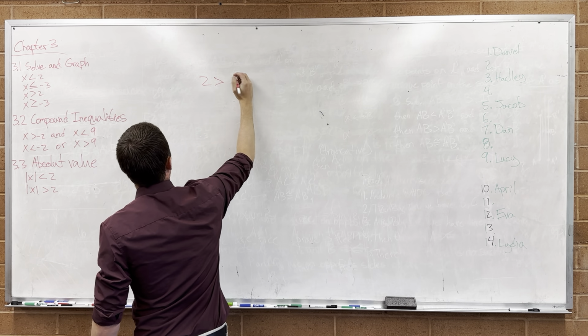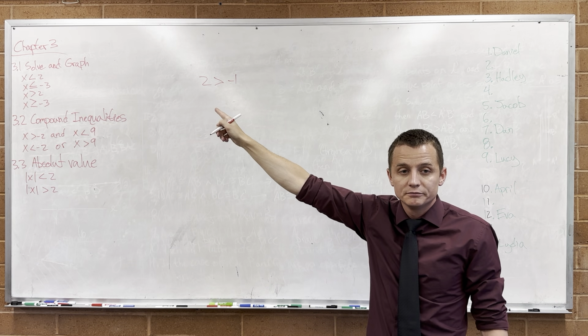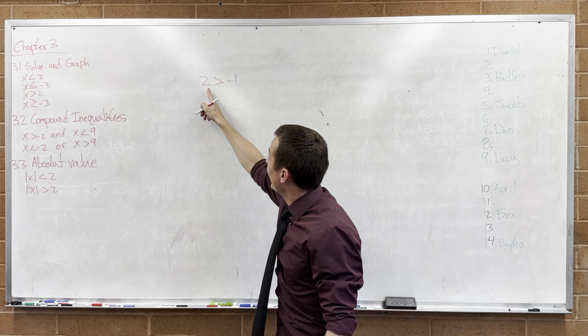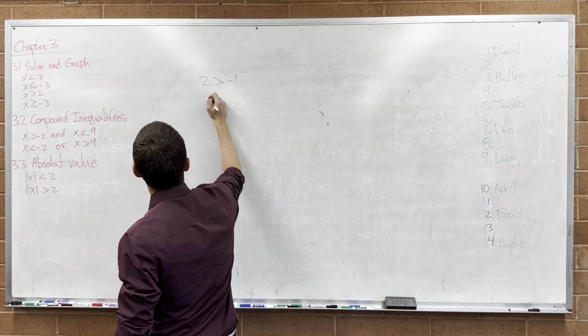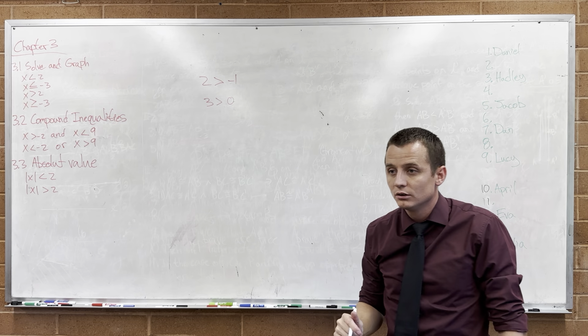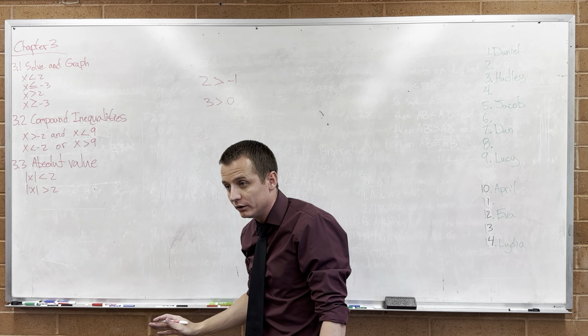2 is greater than -1, right? That makes sense? Now notice, if I add 1 to each side, does it change anything? 3 is greater than 0. Is that still true? Yes. So adding the same number to both sides does not change your inequality.